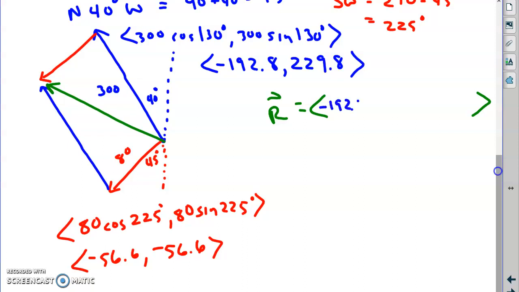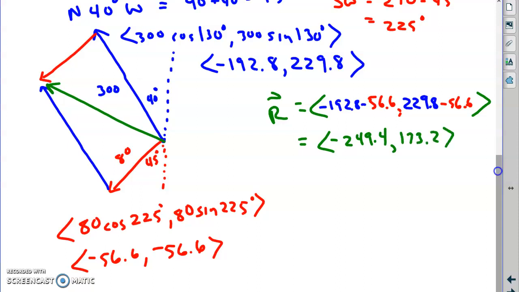Negative 192.8 minus 56.6, comma, 229.8 minus 56.6. Vector green, the resultant vector in component form is negative 249.4, comma, 173.2. A second quadrant vector, but if we looked at our sketch, somewhat to scale, that is definitely a second quadrant vector.